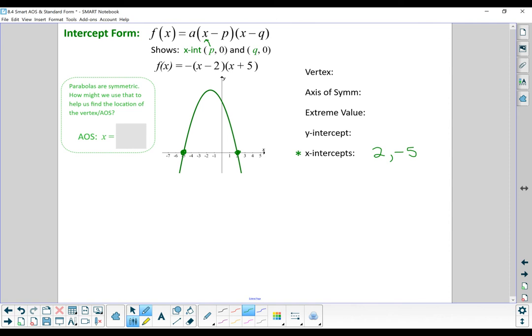If you are working with intercept form, parabolas are symmetric. So if we're looking for the axis of symmetry, we can just add together those two x-intercepts and divide by 2. We're basically finding the average of those two intercepts. So in this case, the axis of symmetry is x equals negative 5 plus 2, divided by 2. Now I'm going to put it in decimal form, negative 1.5.